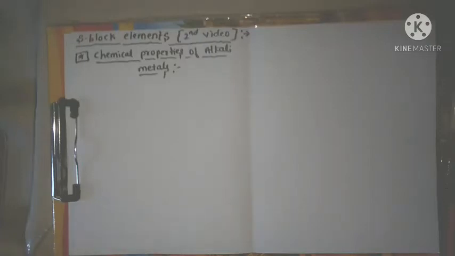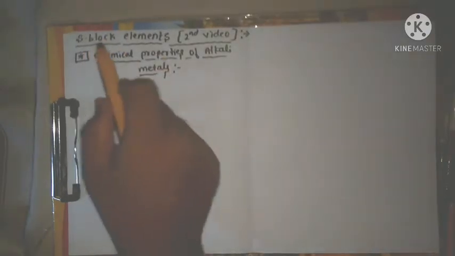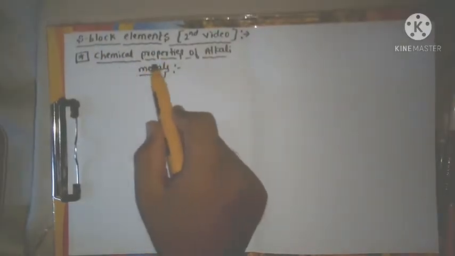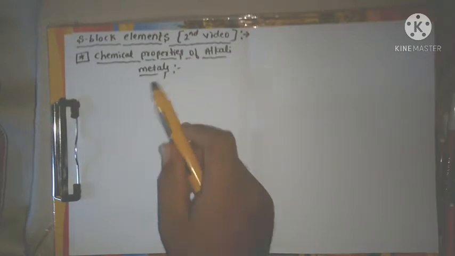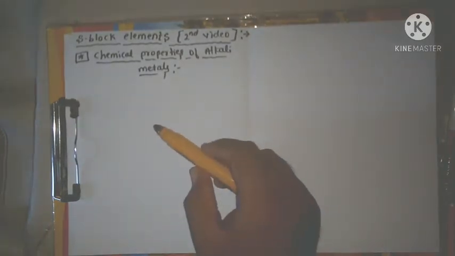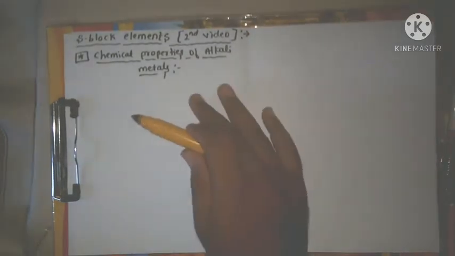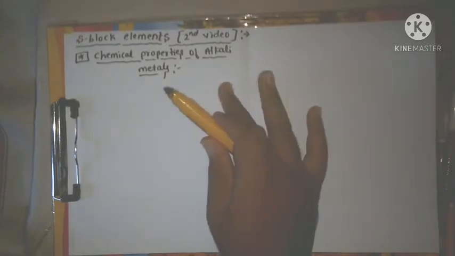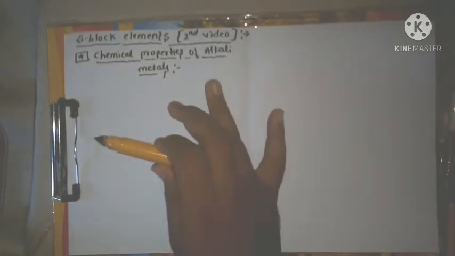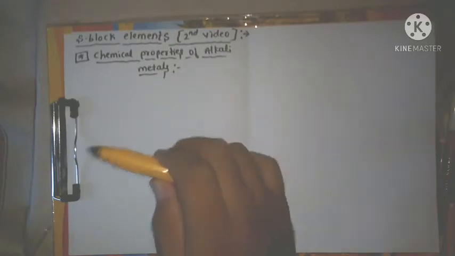Good morning, students. In this class, we are going to discuss the next concept in the S block elements, that is chemical properties of alkali metals. In my last class, we already discussed the physical properties of the alkali metals. In this class, we are going to discuss the chemical properties of the alkali metals.